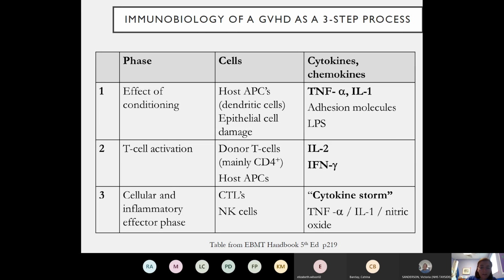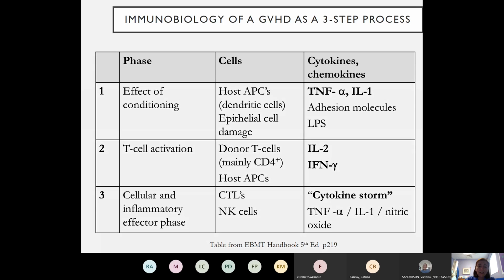The next step is that the healthy donor T cells get activated. So it's mainly CD4 helper cells that interact with host antigen presenting cells, and they cause the next stage of the process with IL-2 and interferon gamma production.